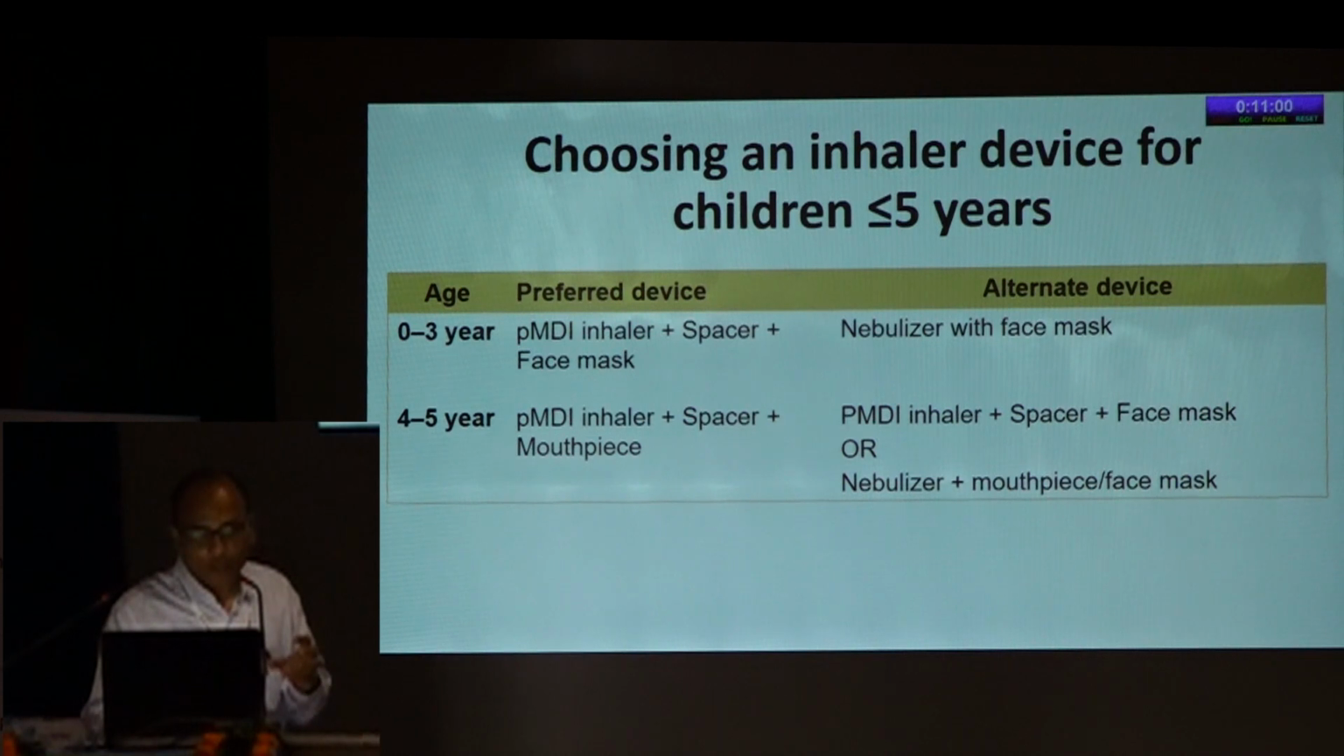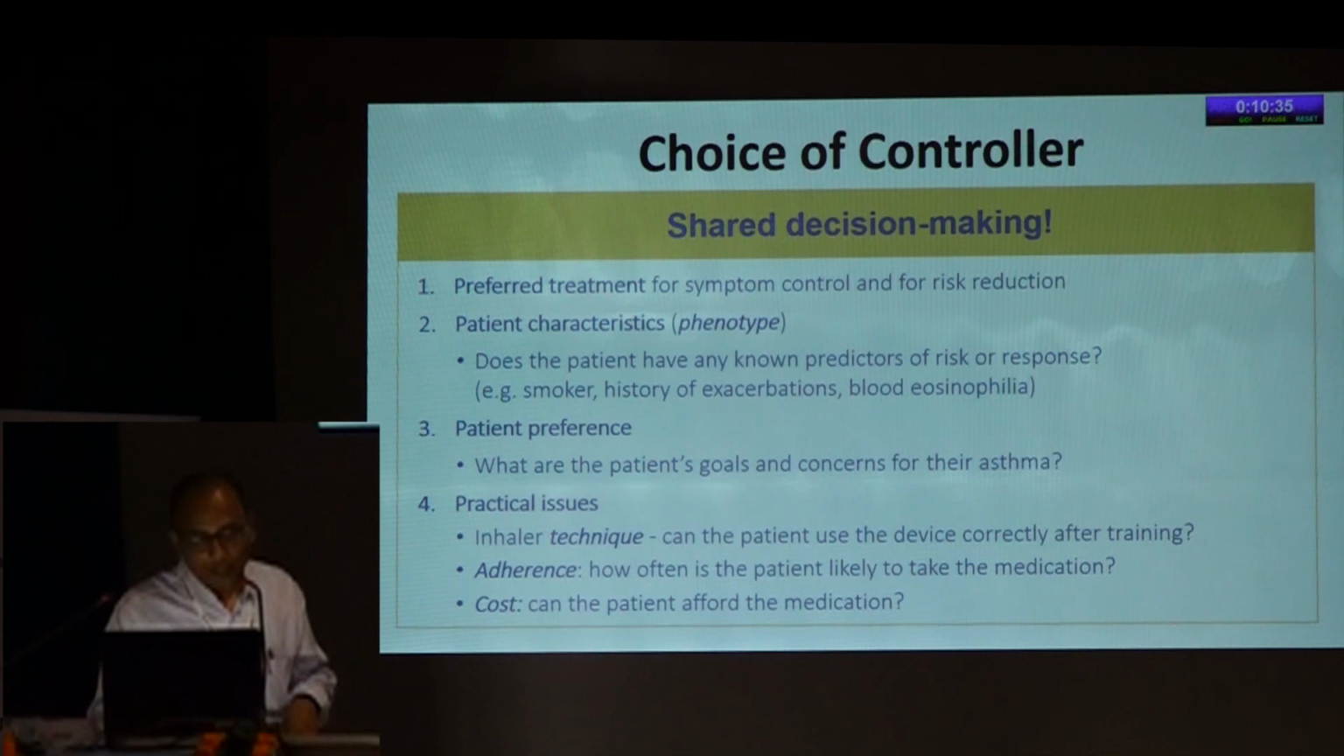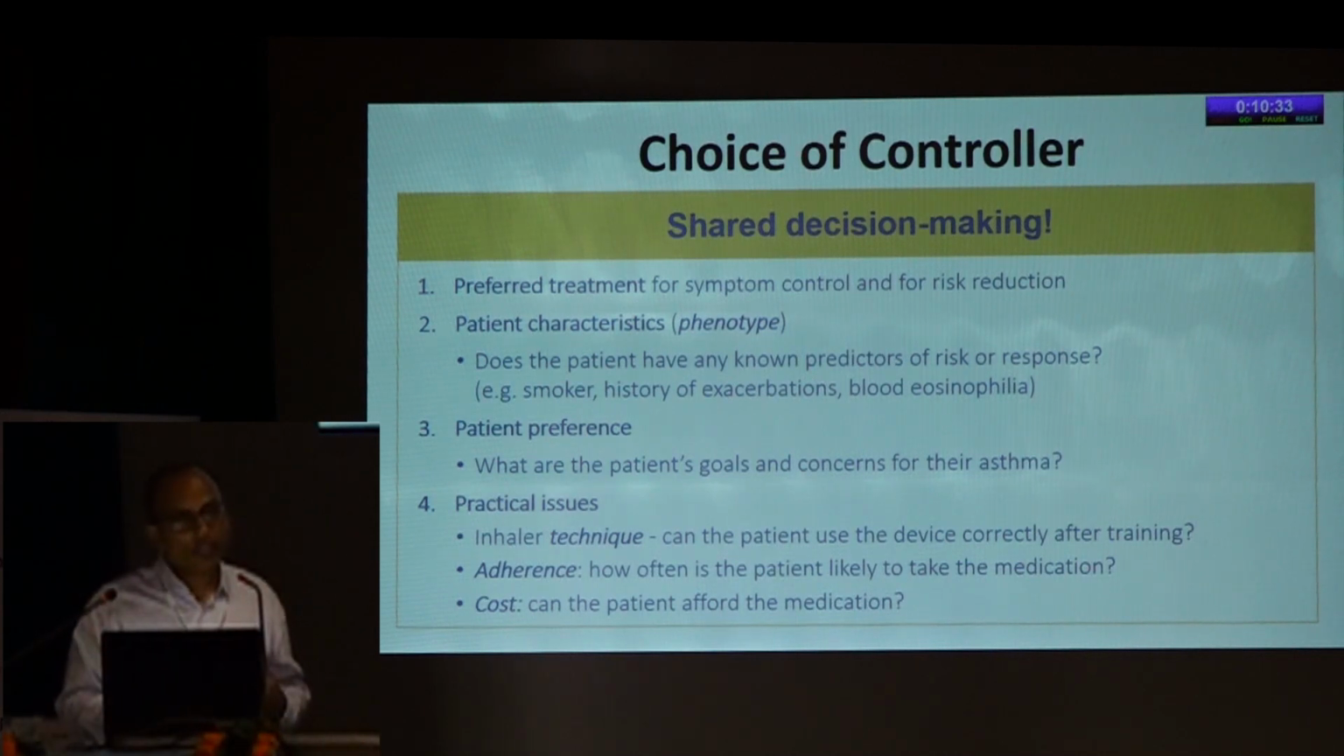In children less than 5 years of age, if you see, up to 3 years of age, we will have to use MDI with a spacer and a mask. After 3 years of age, we would prefer the child not to have a mask, because nose is meant to keep things out. So if you are inhaling something, it stops a lot of what you want to reach the lower airway. So then again, choice of controllers can be an issue.